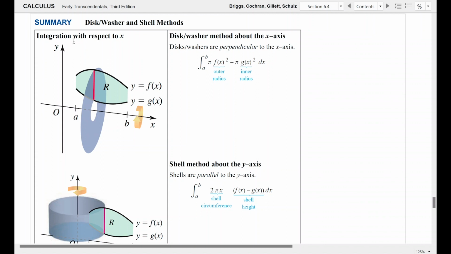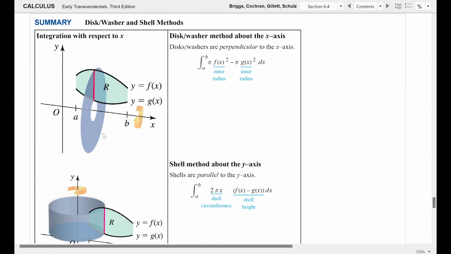If you take a look here on the left-hand side, you'll see integrations with respect to x. And this occurs if you're using the washer method. You would rotate about the x-axis to do an integral over x. On the other hand, with the shell method, you get the height of the shell with the f and g of x, but the shell circumference is 2 pi x. So you'd actually rotate about the y-axis if you're integrating with respect to x.